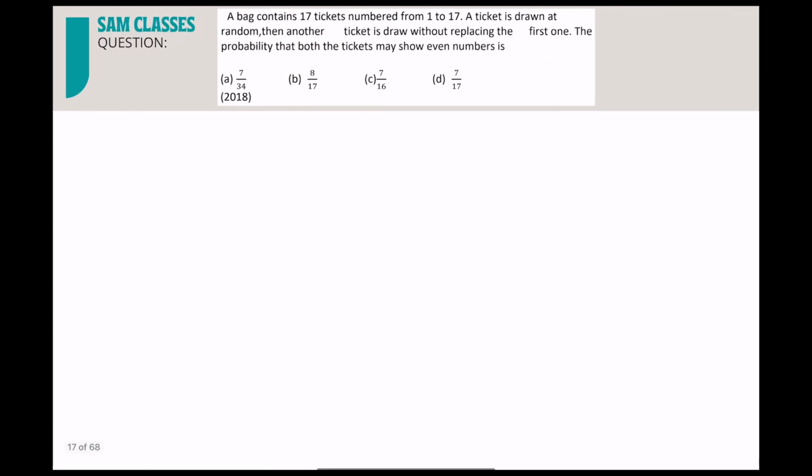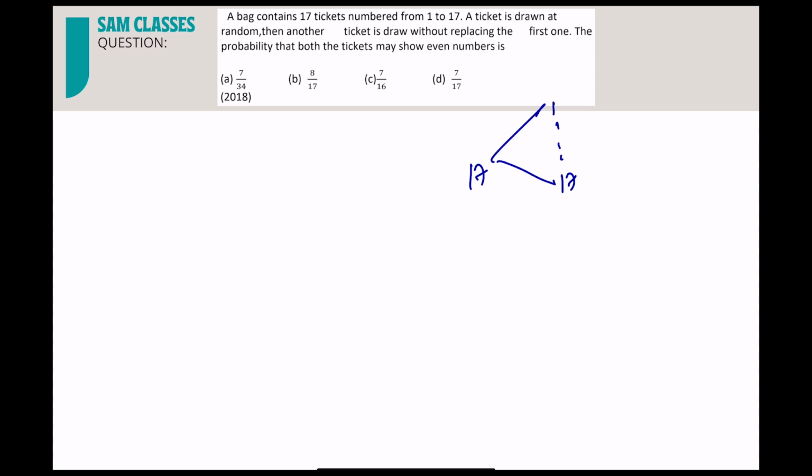Next question. A bag contains 17 tickets numbered from 1 to 17. So 17 tickets from 1 to 17, dot, dot, dot. A ticket is drawn at random, then another ticket is drawn without replacing the first one. So you're drawing one and then you are taking out the other without replacing, okay? The probability that both the tickets show even numbers.